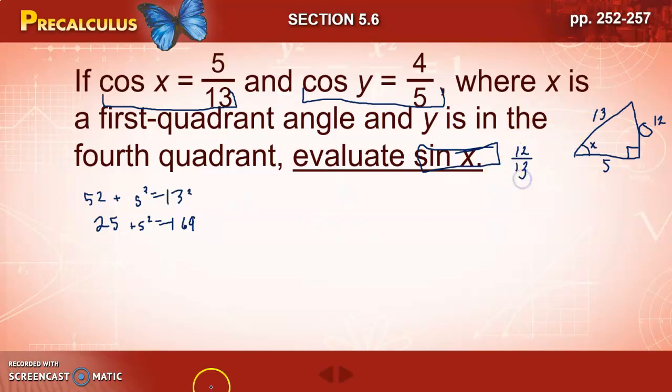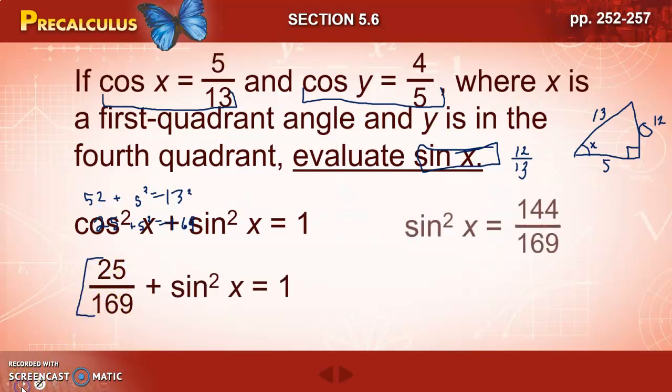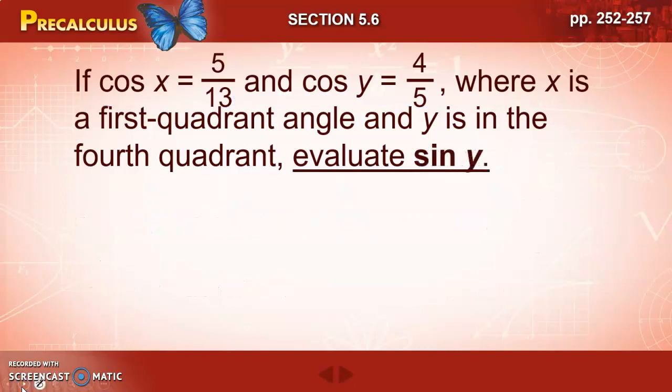Now, that's probably the easier way to do that, but you could also use the Pythagorean identity, which is pretty much exactly the same thing. It just uses fractions here. Cosine squared x plus sine squared x equals 1. Cosine is 5 over 13, so cosine squared is 25 over 169. And we then subtract 25 over 169 from both sides and take the square root, and we get 12 over 13. So either way, drawing a triangle and solving for the missing side before writing your ratio, or just using the Pythagorean trig identity, either one of those will work.